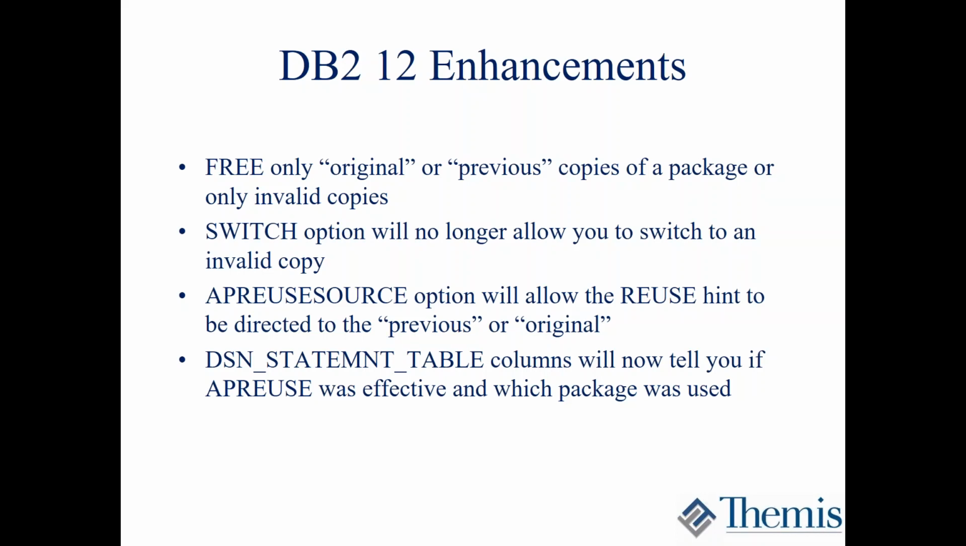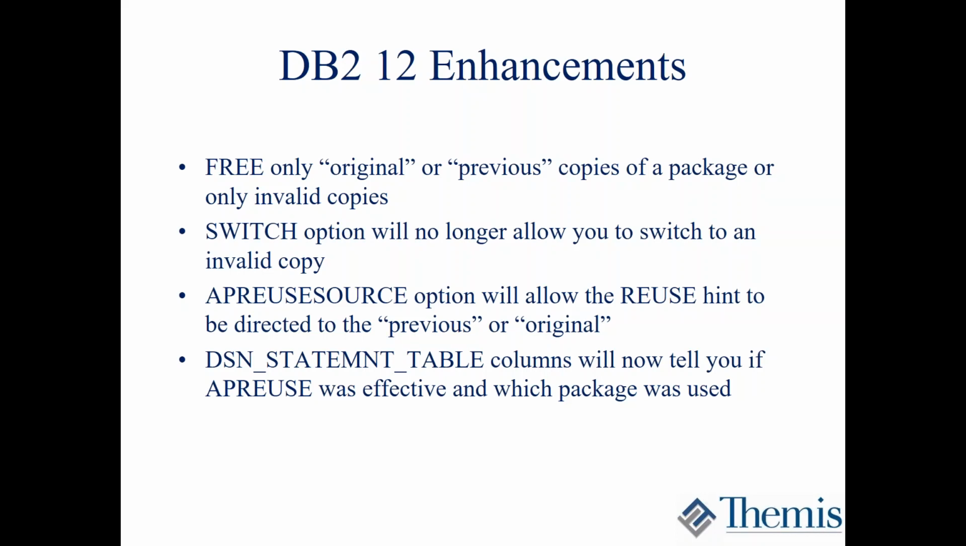So if one of the previous or the originals is marked as invalid and you try and switch to it, the bind with switch will actually fail, which I think is a good thing. Okay. AP reuse source option will allow you to reuse a hint directed at either the previous or the original. So what you could do, if you want to switch to one of those invalid copies, is rather than do that, you could use it as the source for a reuse hint.